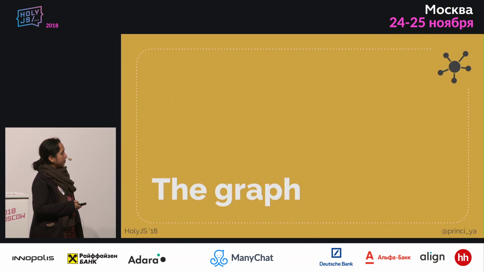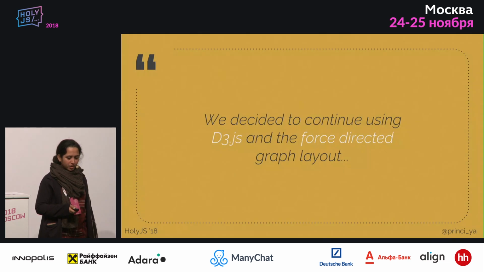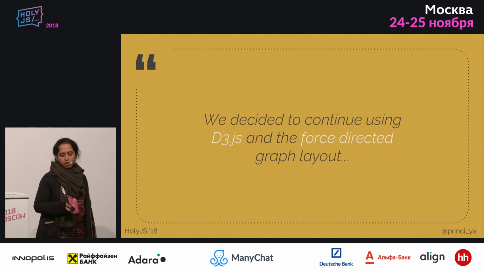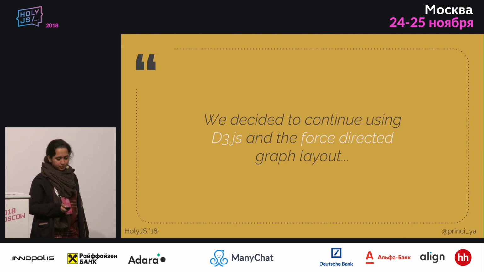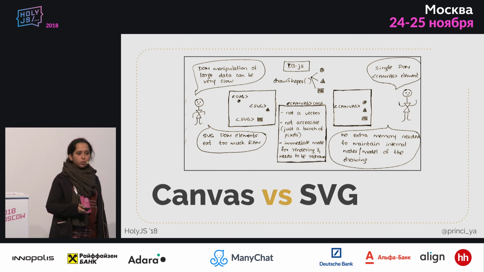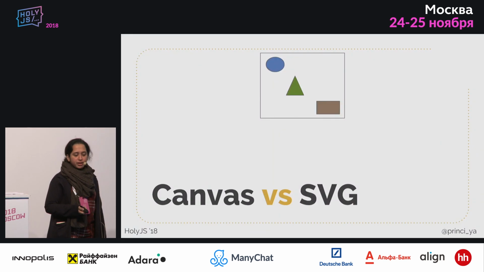The graph, or the next major part of this talk, is about the visualizations. From the legacy add-on, the one thing we decided to continue was to use d3.js and the force-directed graph layout. But the biggest difference, when our focus was to improve performance: the legacy add-on used SVGs, and we decided to replace SVGs with Canvas, mainly to have improved performance. And the first task was to understand how Canvas was better than SVG. Say, for example, we need to draw a drawing which consists of a circle, triangle, and a rectangle.